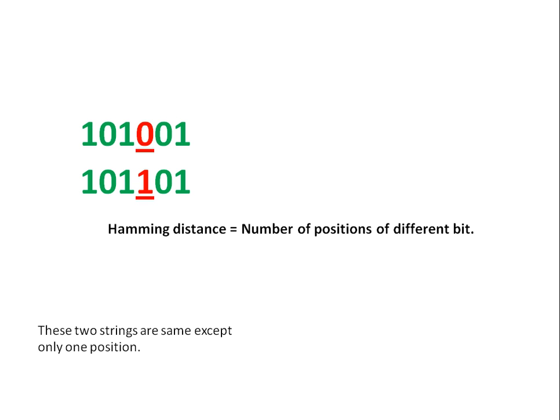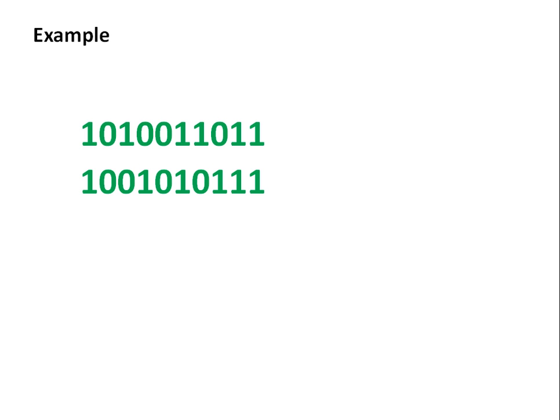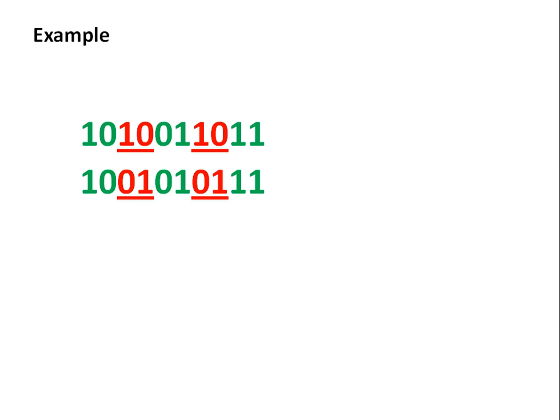The formula you can use to calculate Hamming distance is the number of positions of different bits. Let's take one more example. In this example, the third bit is different, the fourth is also different, and then the seventh and eighth. So the total number of bits which are different in these two strings: 1, 2, 3, 4. So the Hamming distance for this data will be 4.